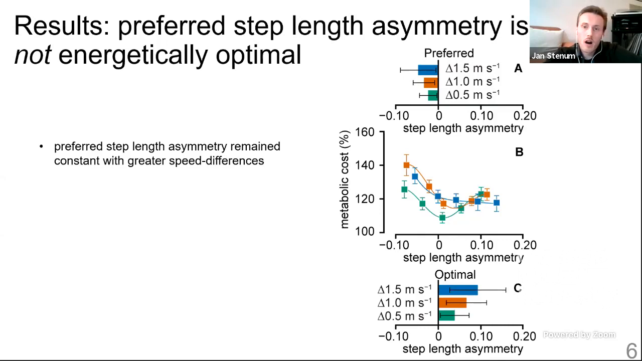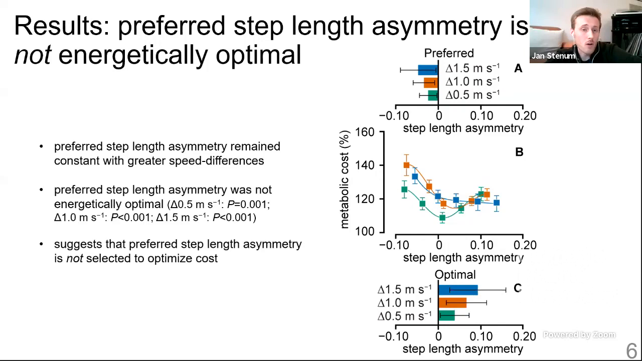When we compare the optimal step length asymmetry estimated from the cost landscapes with the preferred, we find that the preferred is not energetically optimal. So they're different from the optimal, which suggests that the preferred step length asymmetry is not selected to optimize energy cost.